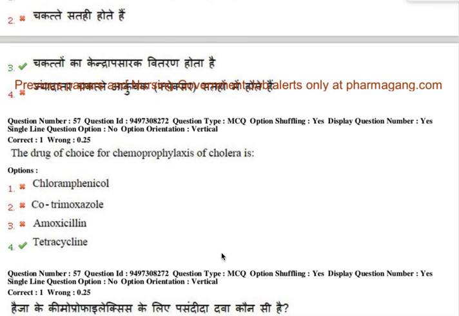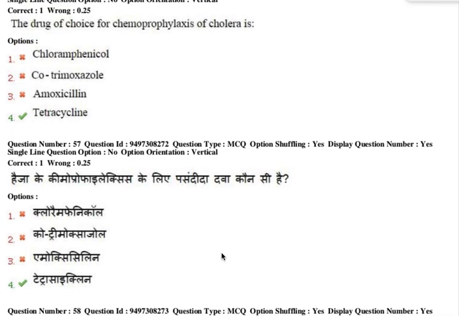Next question. The drug of choice for chemoprophylaxis of cholera is... Right answer is fourth, tetracycline. Tetracycline is the drug of choice that is used in the chemoprophylaxis for cholera.